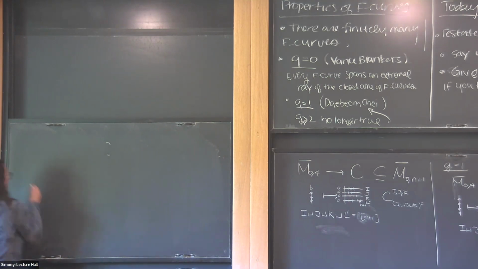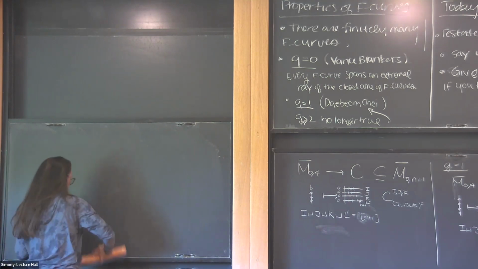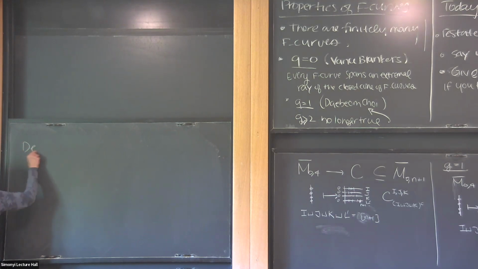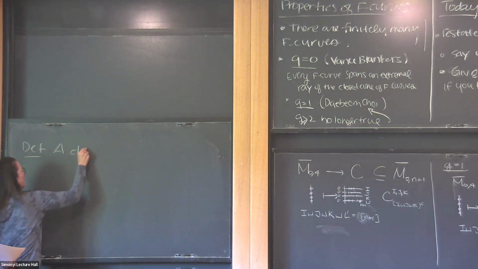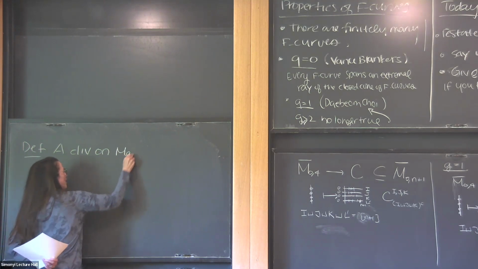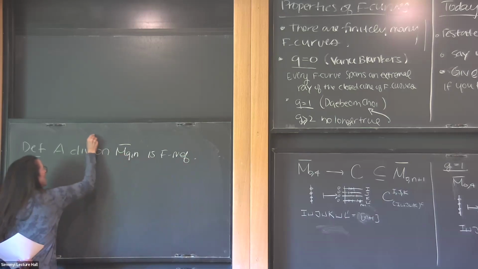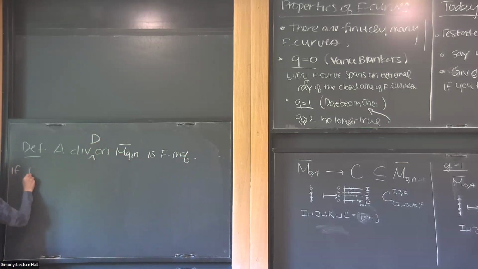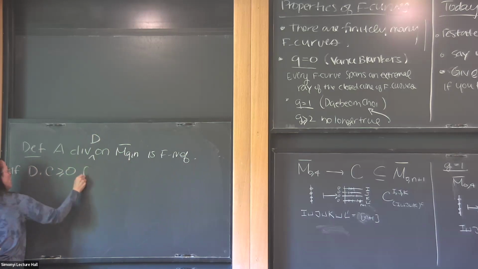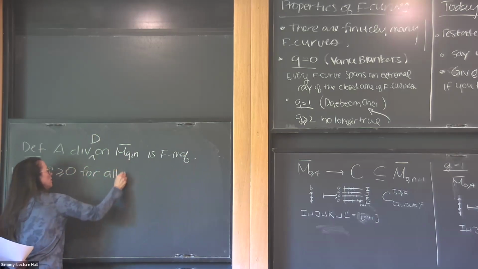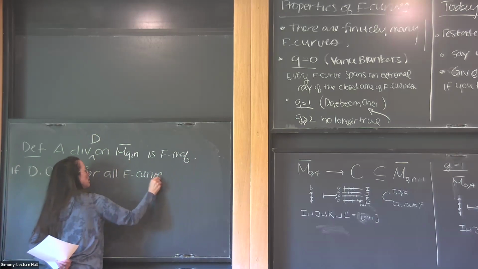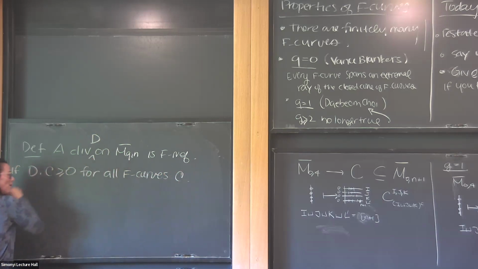Okay, now I'm trying to restate the F-conjecture. We say a divisor D on M_{g,n} bar is F-nef if D dot C is greater than or equal to 0 for all F-curves C. So you can similarly define the F-nef cone.